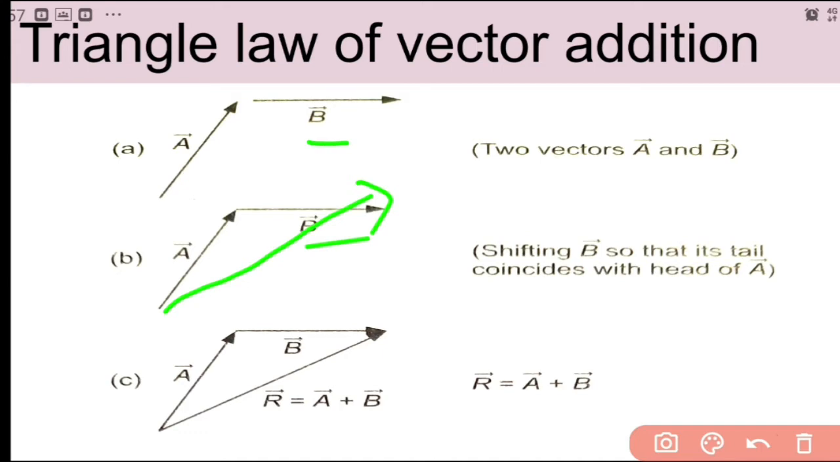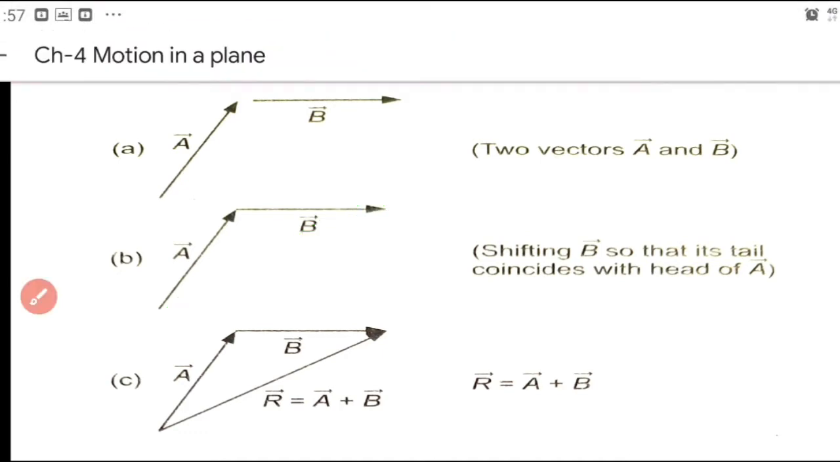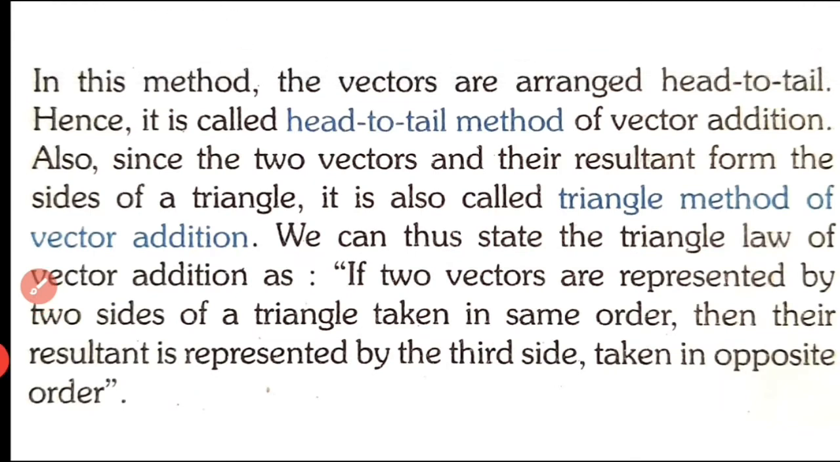So this is how we can use the triangle law of vector addition. In this method, the vectors are arranged head to tail. Hence, this method is also called the head to tail method of vector addition. Also, since the two vectors and the resultant form the sides of a triangle, it is also called the triangle method of vector addition.